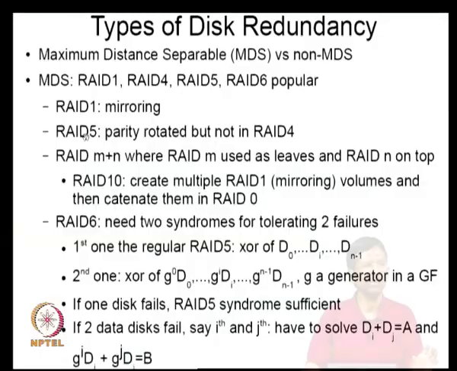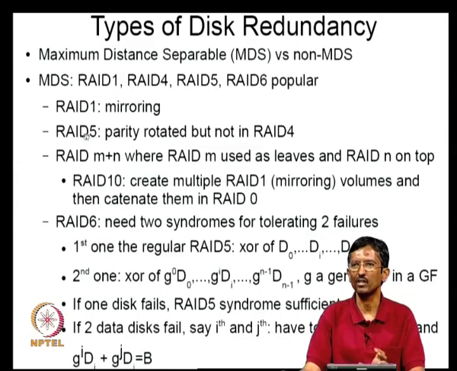So, basically RAID 1 is simple, it does mirroring, an exact copy is kept. In RAID 5, we take the data disks at a block level, compute the parity, and store it in the parity disk. So, parity is being computed here.